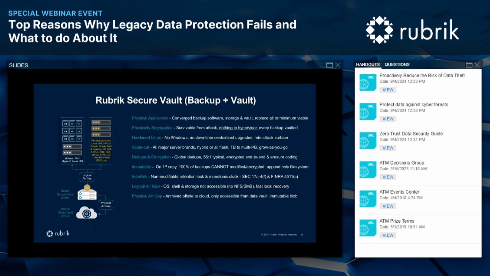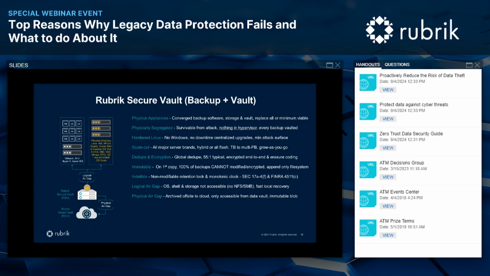So you can take a Rubrik Secure Vault, attach it to a Rubrik Cloud Vault, and that is then a physically air-gapped copy of the data archived offsite to cloud. It's only accessible from the data vault itself, and then we're actually turning on immutability and retention lock controls via a separate storage provider in the cloud under the covers.